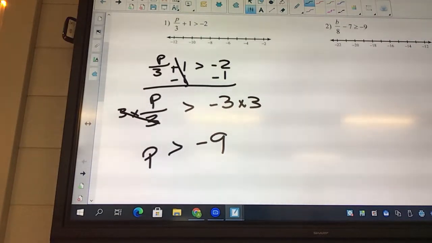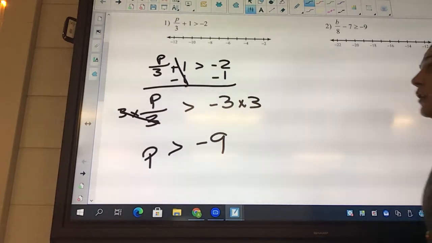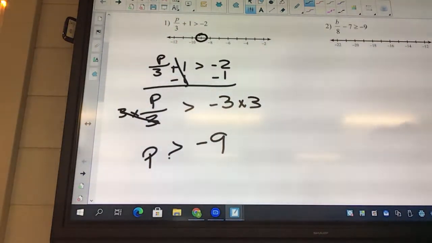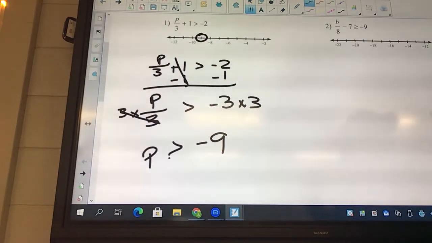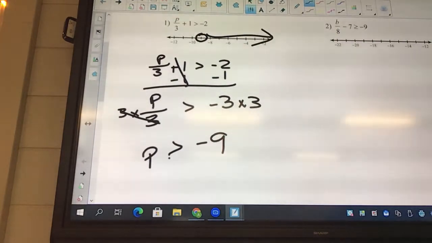Okay, so on the negative 9, should that be open or closed? Open. And this says P is what? P is greater than, so which way am I going to go? To the right.